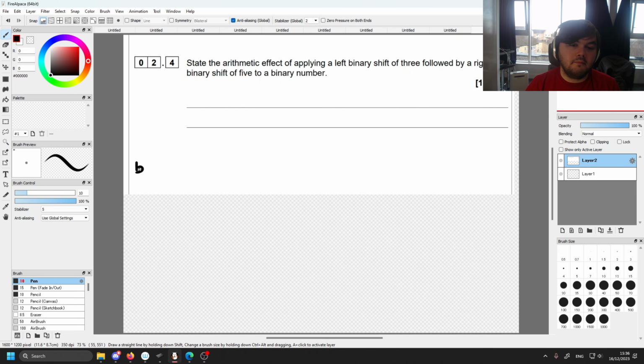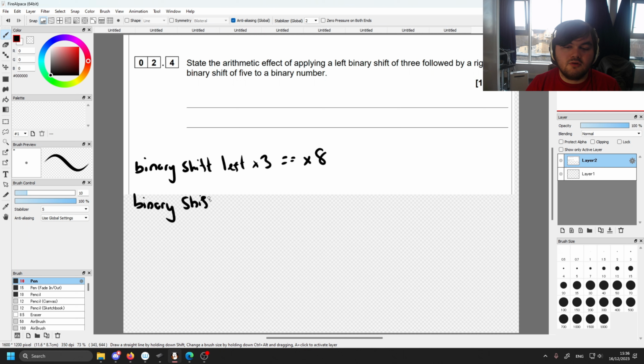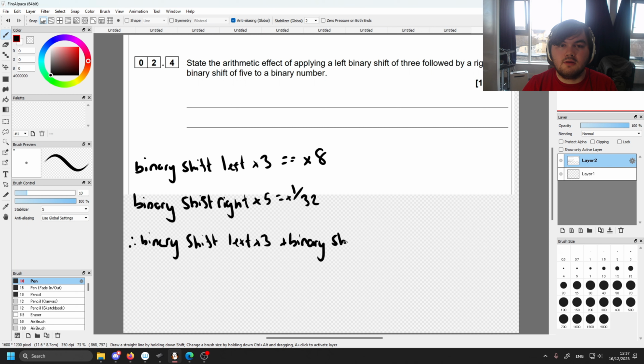Question 2.4. State the arithmetic effect of applying a left shift of 3 followed by a right shift of 5 to a binary number. As we know, every shift multiplies or divides a number by 2. Shifting left by 3 multiplies a number by 8, and applying a right binary shift of 5 is equal to dividing by 32. From this you know that the number has to have been multiplied by 8 and then divided by 32, which is simply written as being divided by 4.